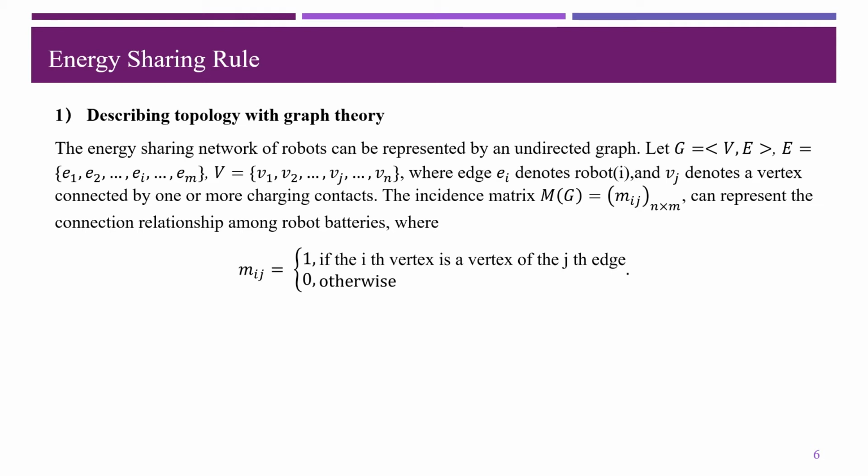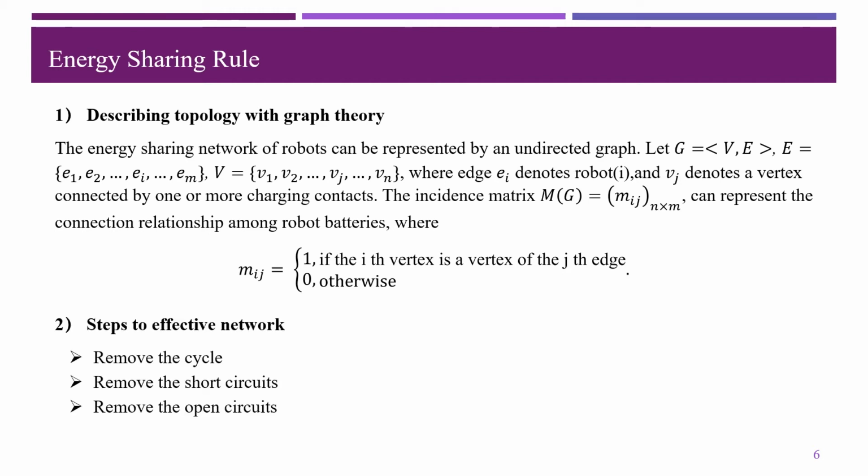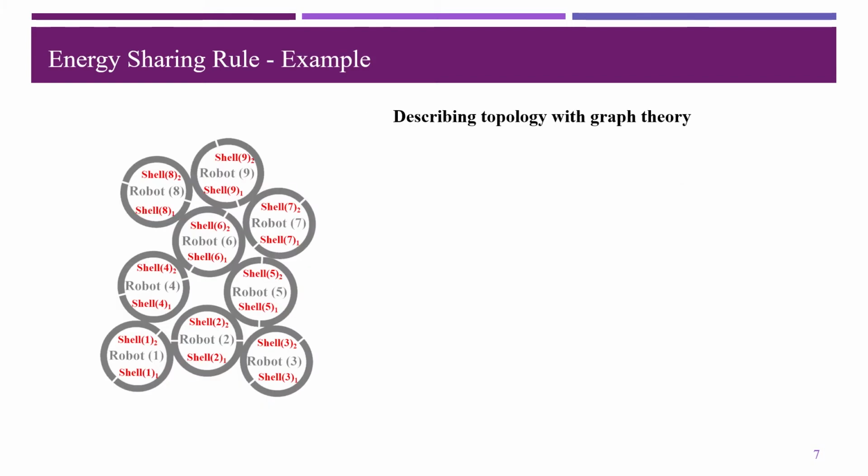First, we describe the topology of the network based on an undirected graph. The incidence matrix equivalently represents the topology of the battery network formed directly by the real robots. After that, with the incidence matrix, we can find some invalid components in the network. Following the proposed strategy, we can simplify the network into an effective one by placing some robots in open circuit mode. We take this case as an example to demonstrate the proposed energy sharing rule.